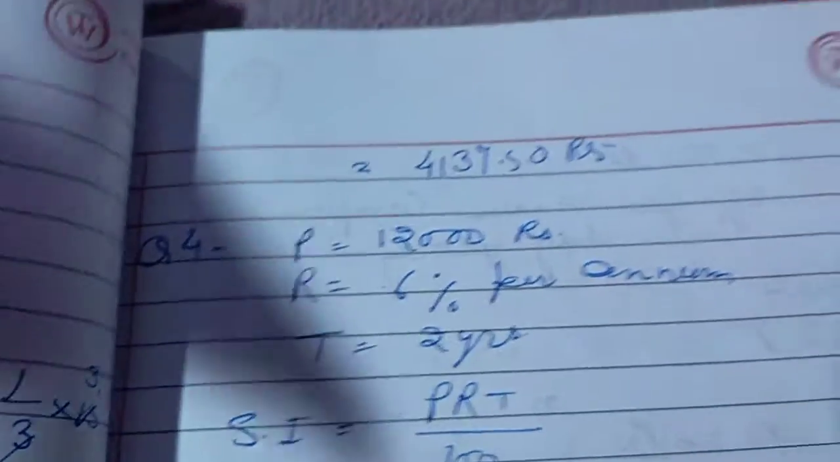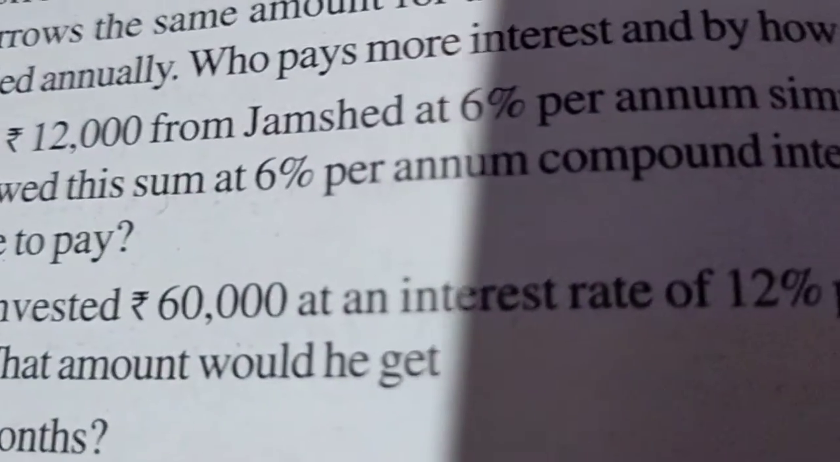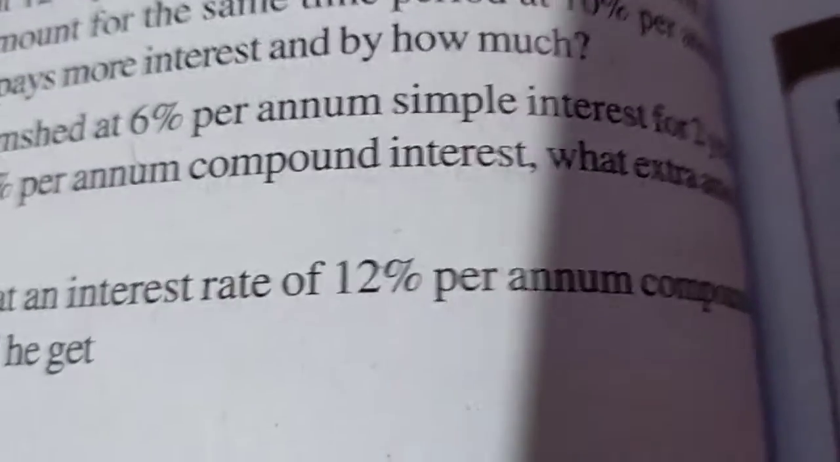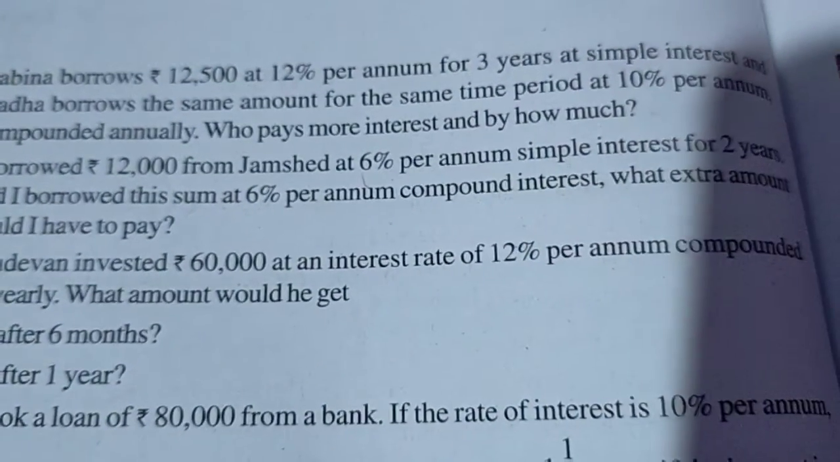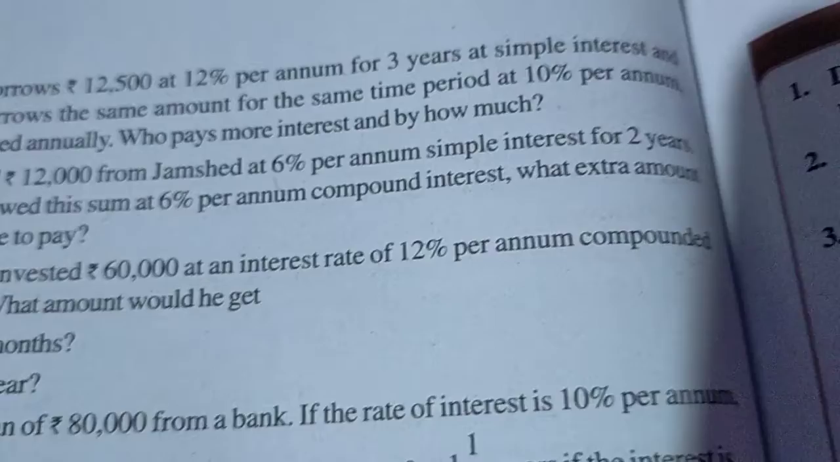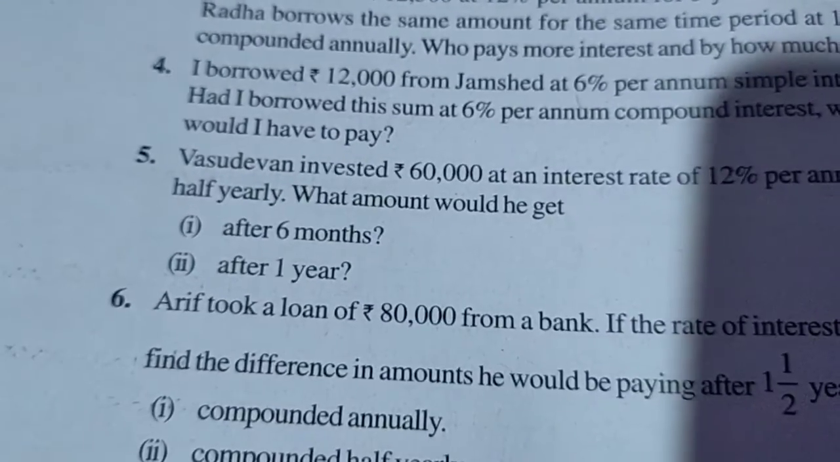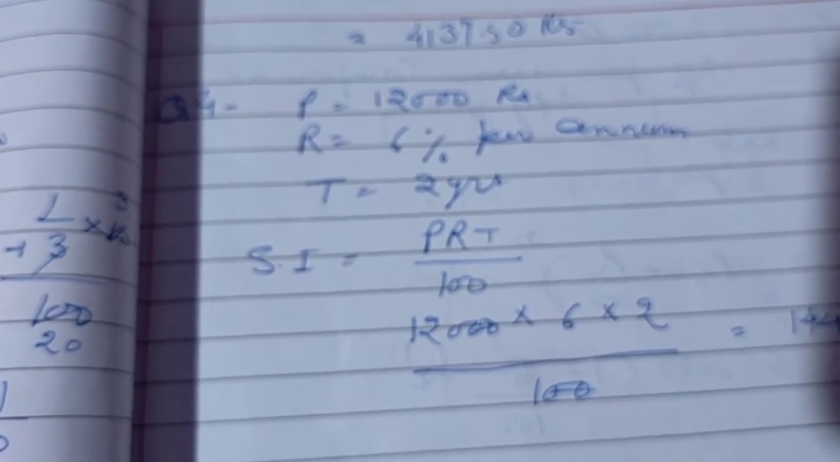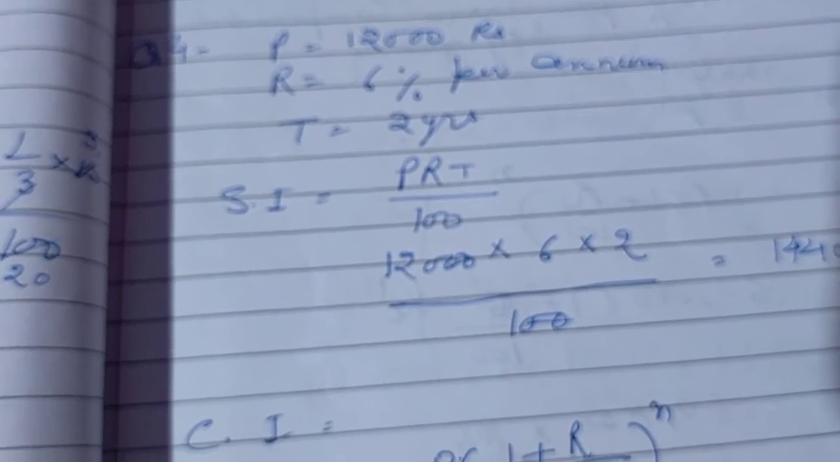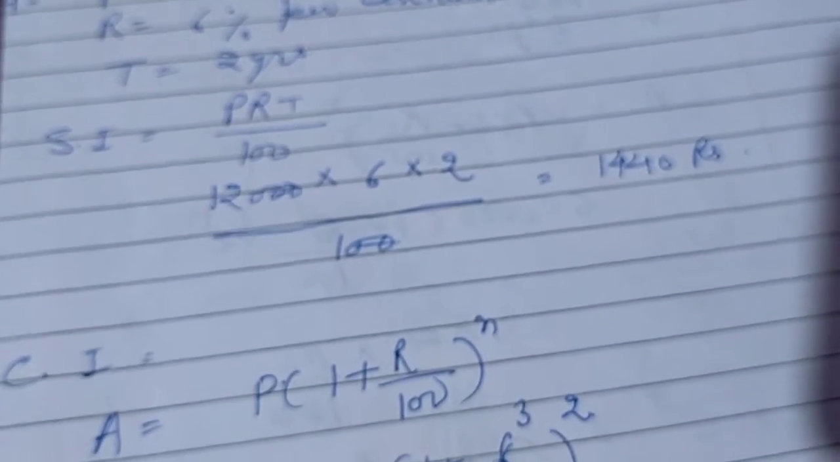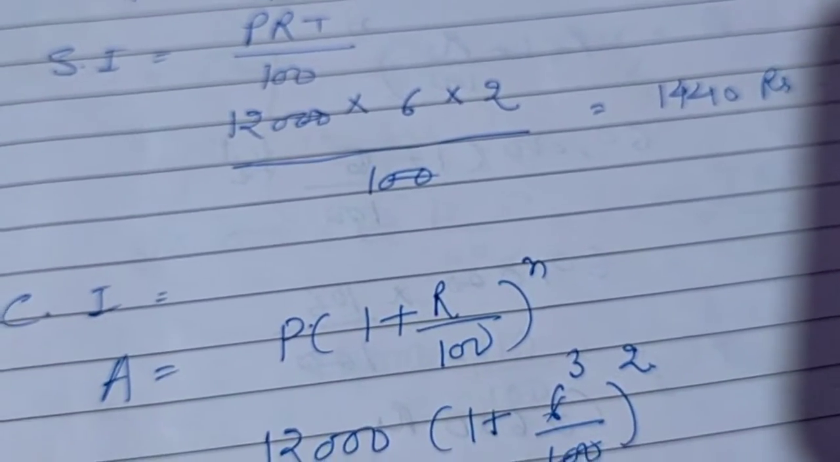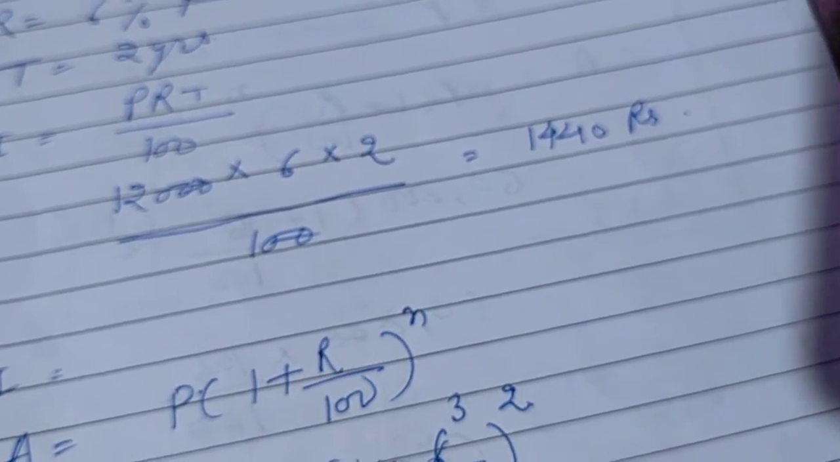Now we'll see question number 4. I borrowed 12,000 from Jamshed at 6% per annum simple interest for 2 years. Had I borrowed this sum at 6% per annum compound interest, what extra amount would I have to pay? First we'll find out the simple interest on 12,000. So that is at 6% per annum for 2 years. That comes out to be 12,000 into 6 into 2 upon 100 is equal to 1440 rupees.